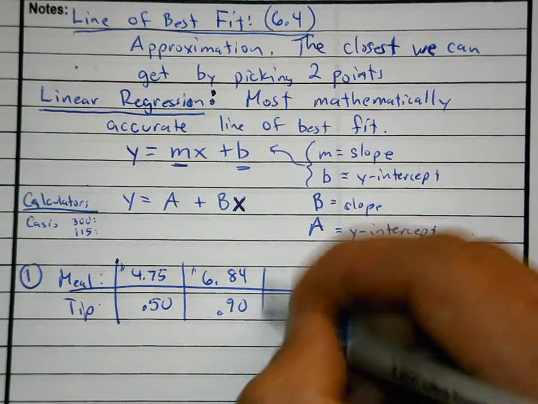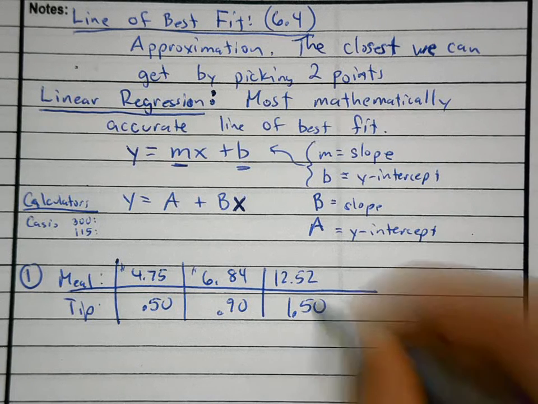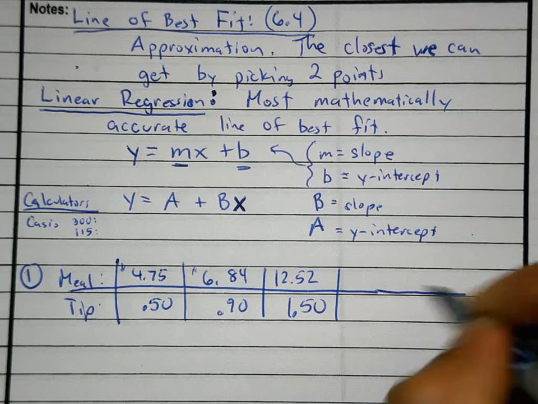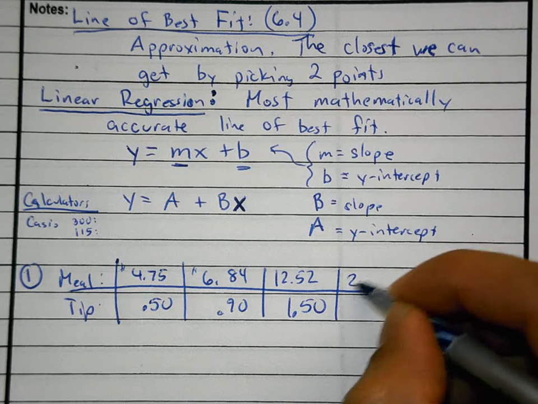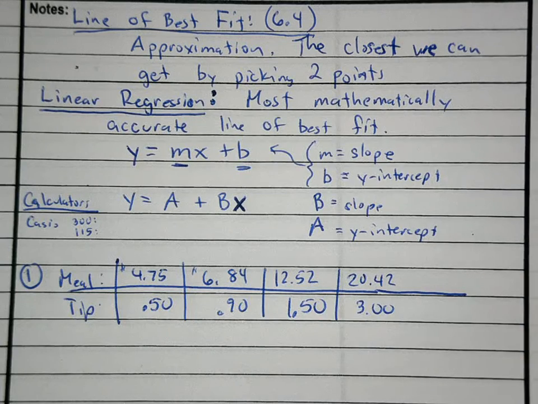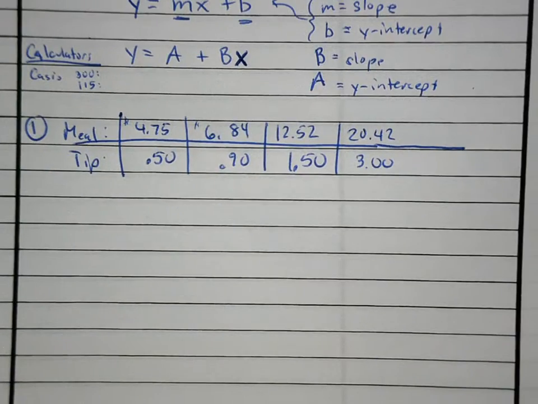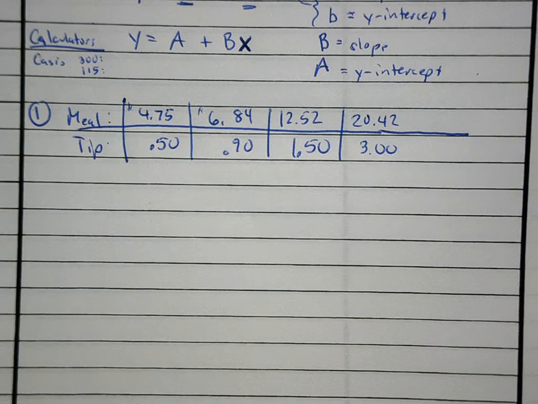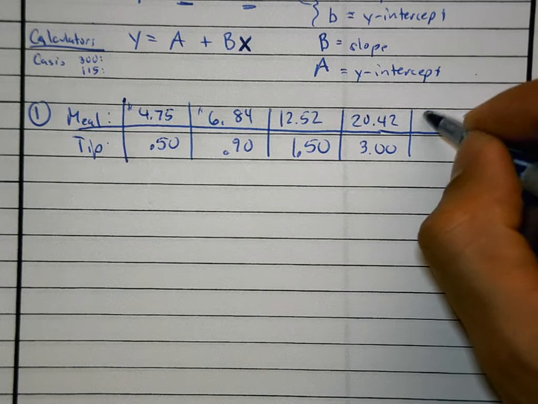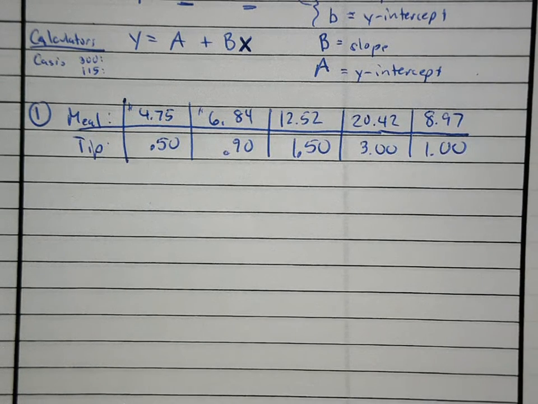The third one was $12.52 and $1.50. The fourth meal was $20.42 and $3 for the tip. Let me scoot this up because I see a lot of you bobbing and weaving your heads. There we go. Meal is that, $20.42 and $3. Here's our last one, $8.97, and the tip was $1.